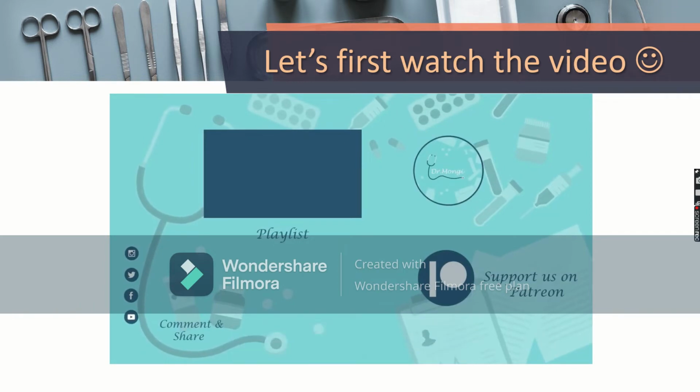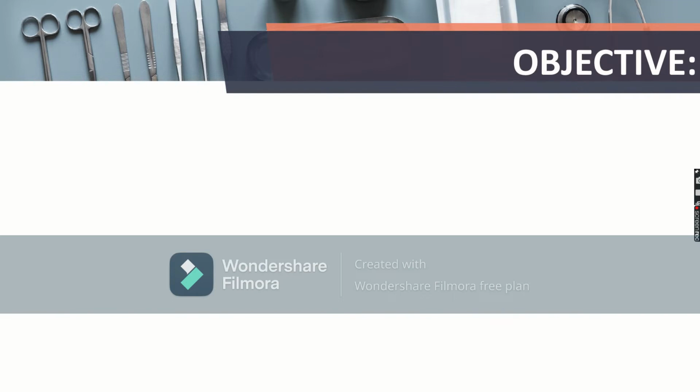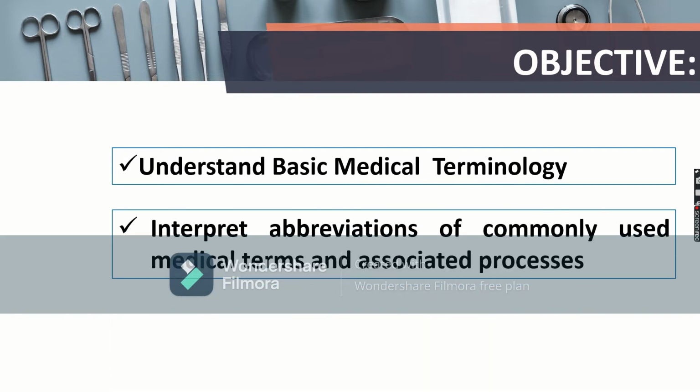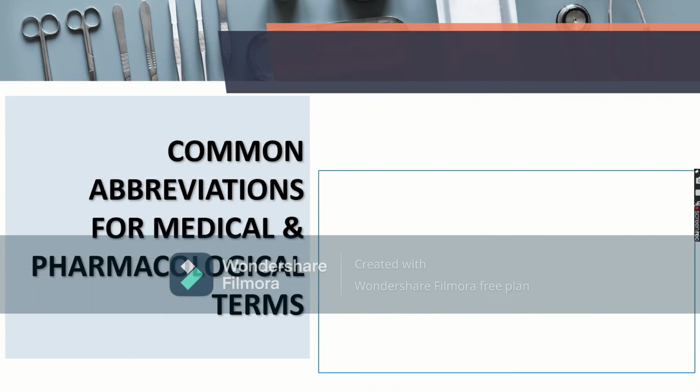So before we start, let us be reminded of our objective. Our first objective, which we have done with our Chapter 1, is understanding the basic medical terminology, and it goes hand in hand with our objective for today, which is to interpret abbreviations of commonly used medical terms and associated processes.